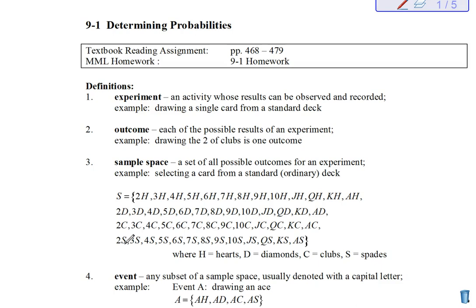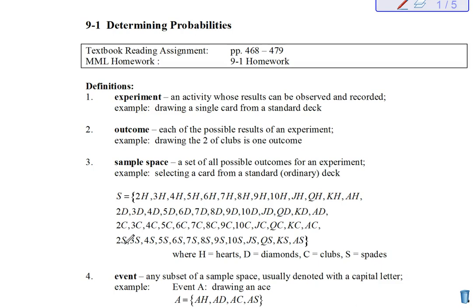An outcome is a possible result of the experiment. So for example, drawing the 2 of clubs is one outcome. Drawing a king is an outcome. If you're rolling a dice, rolling a 3 would be an outcome. It's a result that you can get when you conduct an experiment.